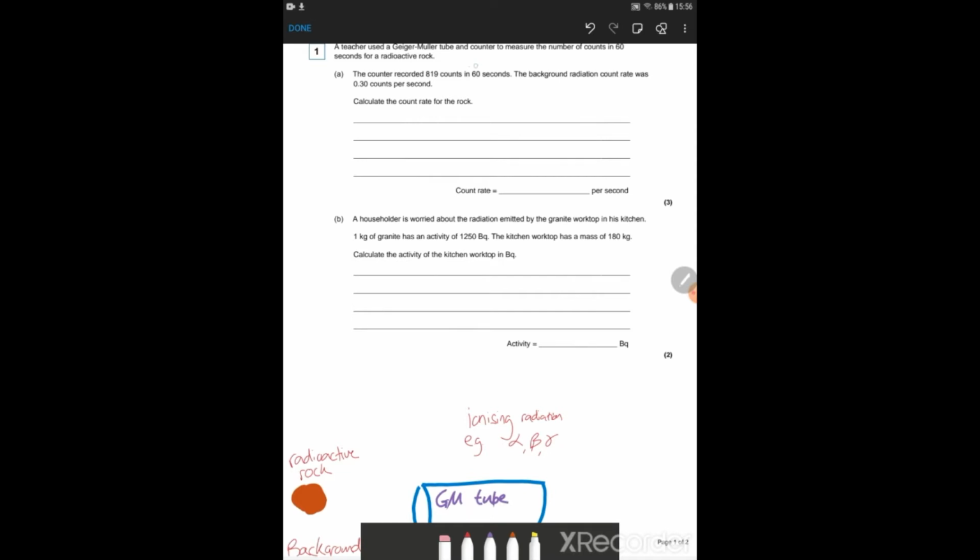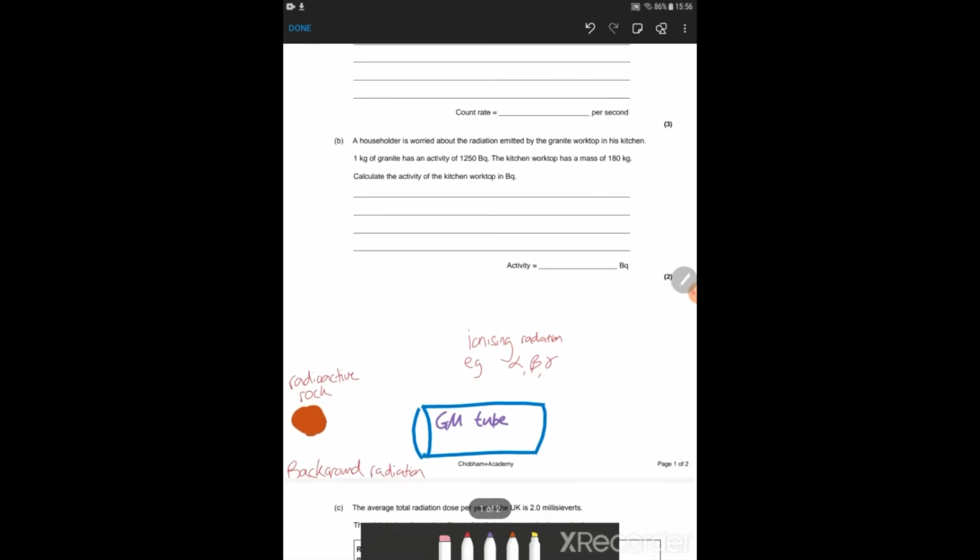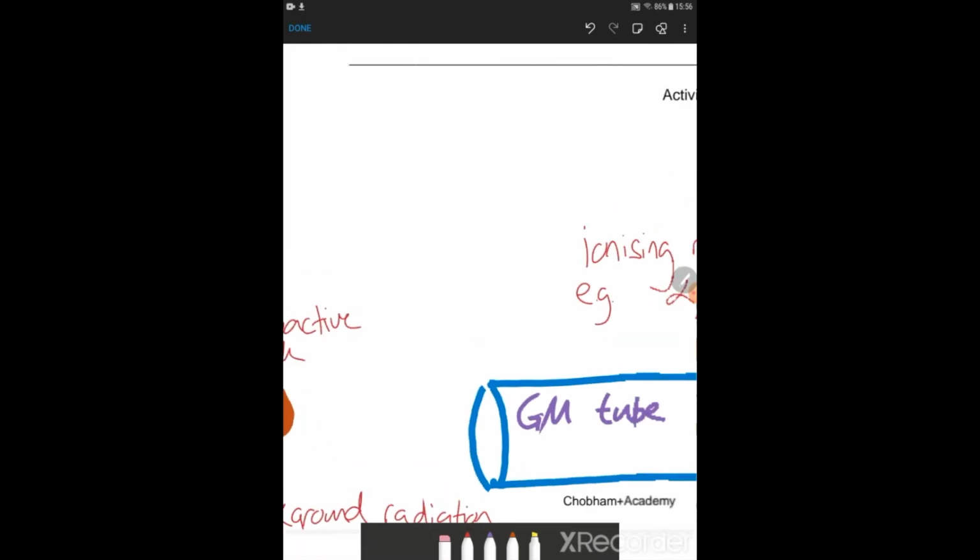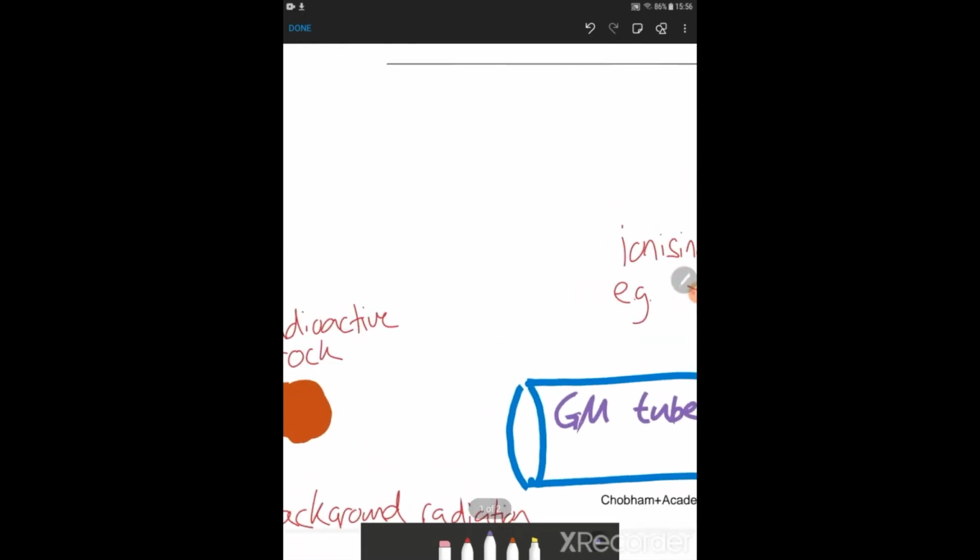And we're measuring the number of counts in 60 seconds from a radioactive rock. So a radioactive rock like this that I've drawn here. So from this rock, we might get radiation as alpha, beta, or gamma, and to symbolize that, I'm going to draw a wavy line, which is for gamma, and then a straight line, which would symbolize the particles, a straight arrow.